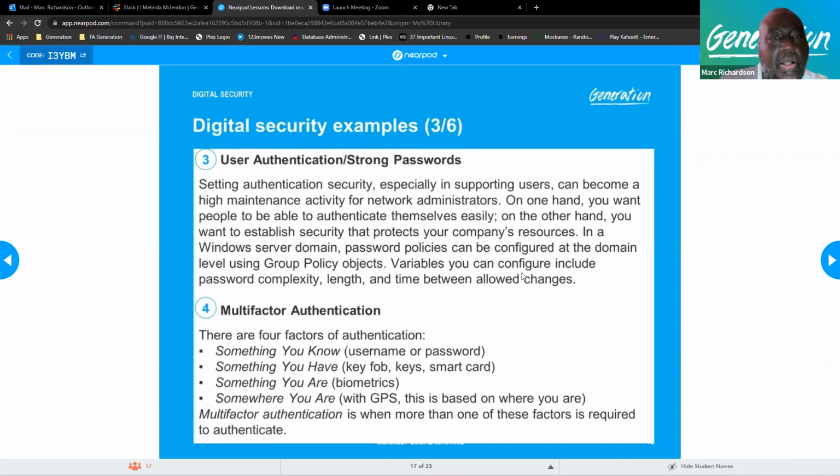All right, user authentication and strong passwords. Setting authentication security, especially in supporting users, can become a high maintenance activity for network administrators. DW, go ahead.